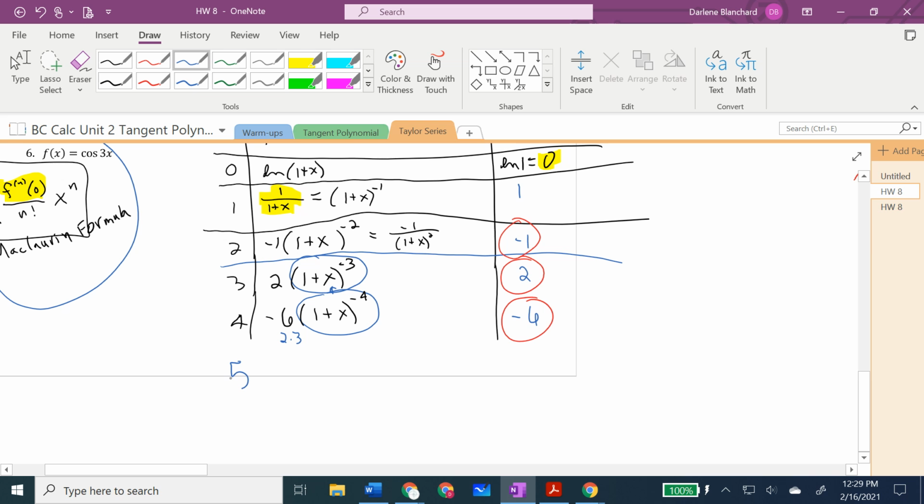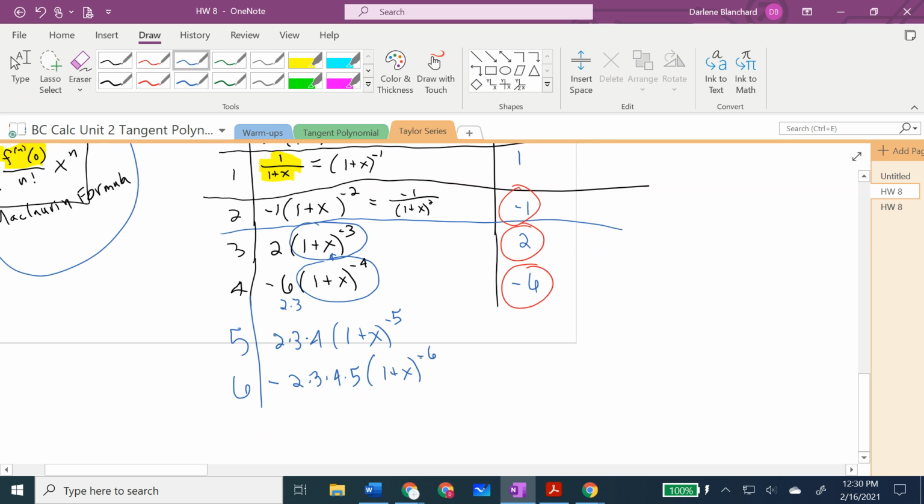Next, I'm going to have positive 2 times 3 times 4. Then I'm going to have negative 2 times 3 times 4 times 5. And then when I multiply that negative to the negative, it will go back to positive, but this time be 2 times 3 times 4 times 5 times 6.